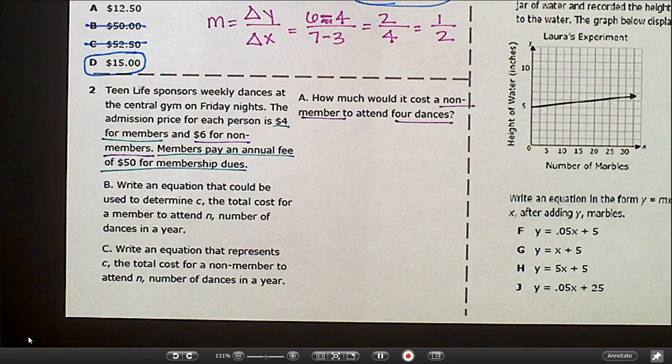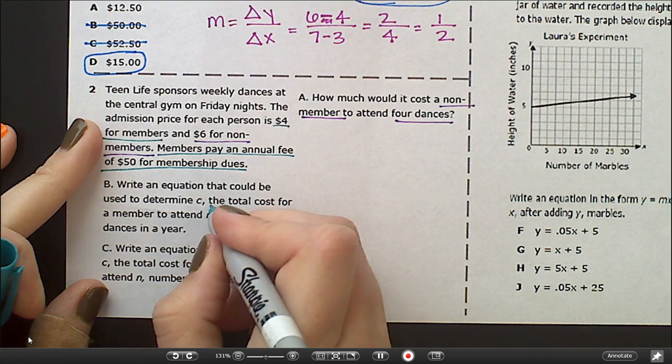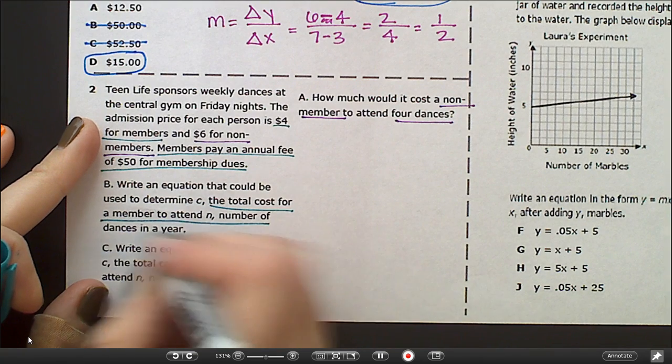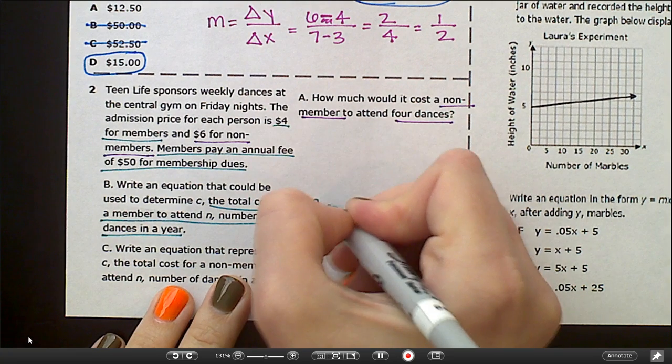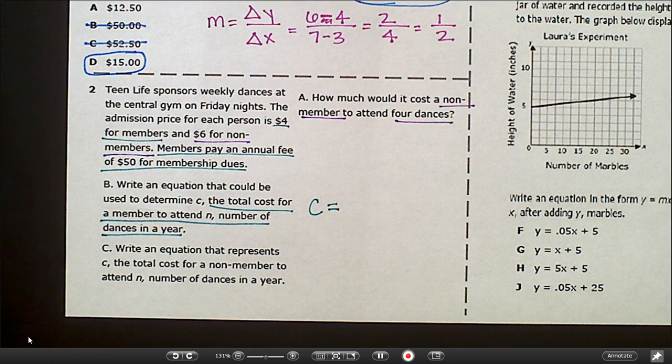Now we're back to part B. It says write an equation that could be used to determine C, the total cost for a member to attend some number of dances. N is the number of dances. So the total cost, C, for a member to attend N dances.